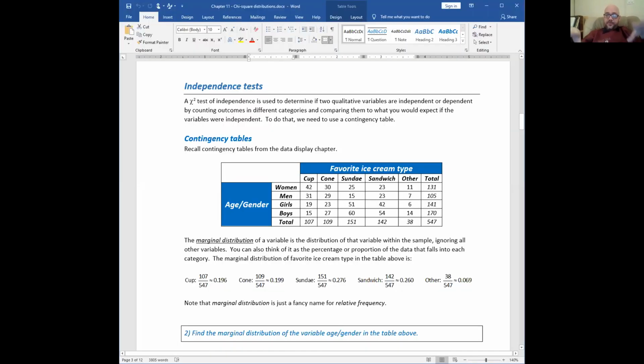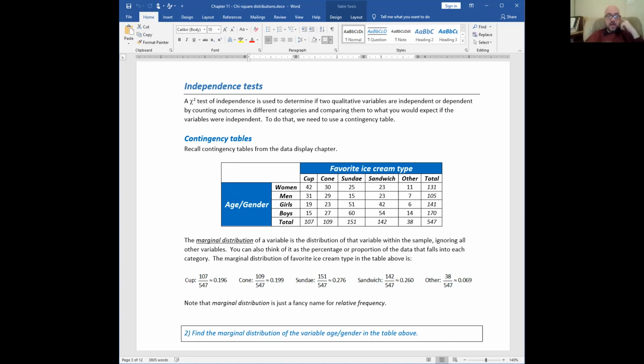So here we are at chi-square independence tests. Here's the basic premise of a chi-square independence test. We're going to take two different qualitative variables, each of which may have any number of categories. You can technically do this with as few as two categories, but usually you would want to do a two proportion z-test in that case. So usually three or more categories is where you're going to want to use this test.